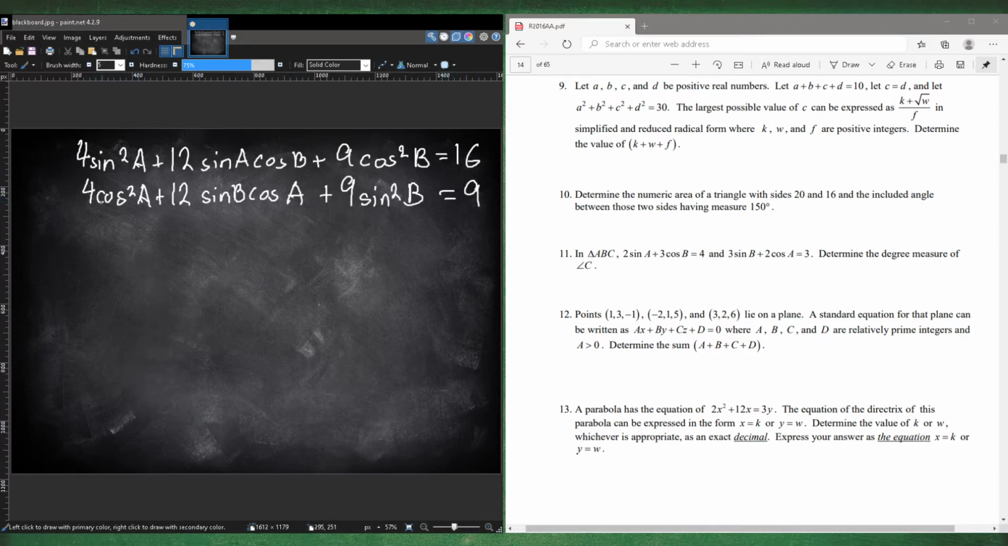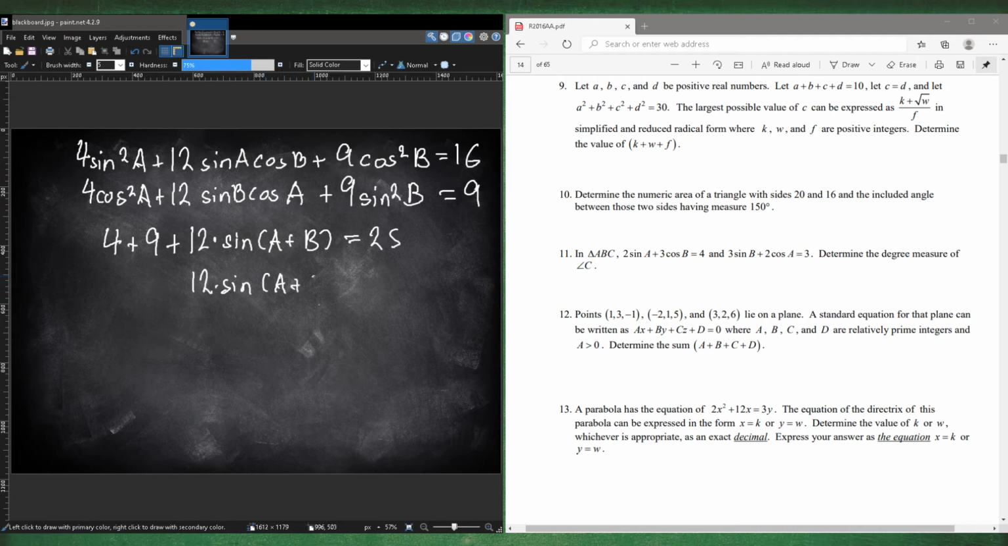So sine squared A plus cosine squared A equals 1. Multiply that by 4 is 4. 9 cosine squared B plus 9 sine squared B, that's 9. Right? You just add the two equations together. Now what's this? Well, that's 12, because both have a coefficient of 12. Sine A cosine B plus sine B cosine A, if you know your sum and difference trig identities, this is just sine of A plus B. And that is equal to 16 plus 9, which is 25. So 4 plus 9 is 13, so 25 minus 13 is 12.